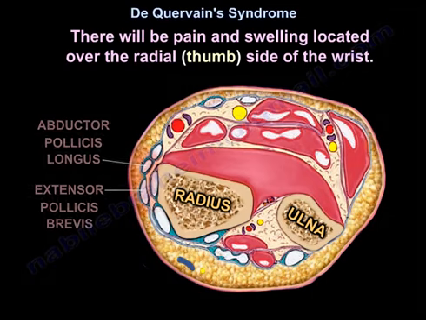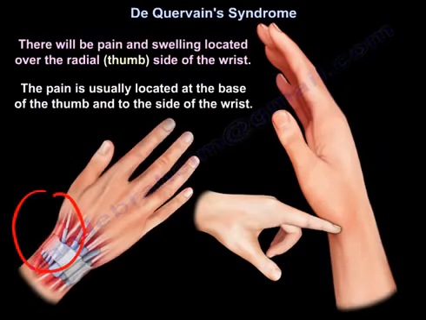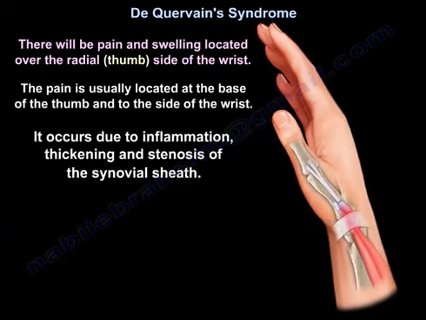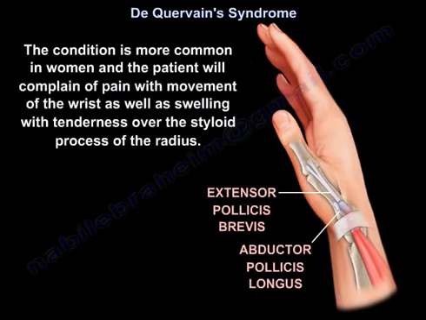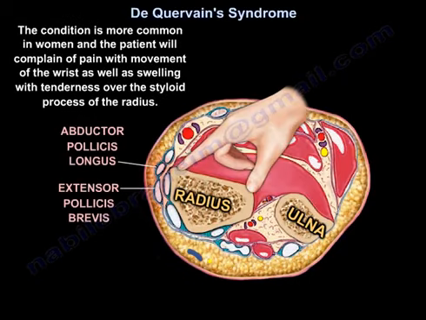In De Quervain syndrome, there will be pain and swelling over the radial side, the thumb side, of the wrist. Pain is usually located at the base of the thumb and to the side of the wrist. It occurs due to inflammation, thickening, and stenosis of the synovial sheath. The condition is more common in women, and the patient will complain of pain with movement of the wrist as well as swelling with tenderness over the styloid process of the radius.